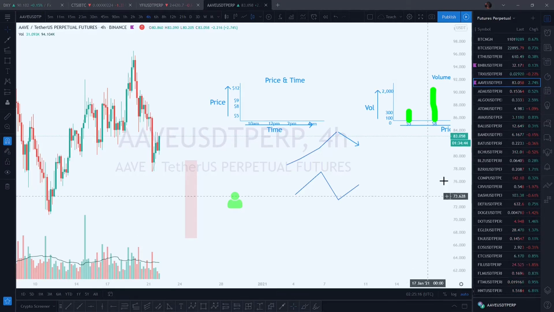And like I said here, when you have volume reducing and price is increasing, then it is something you want to be cautious about. Let me try and make another example.